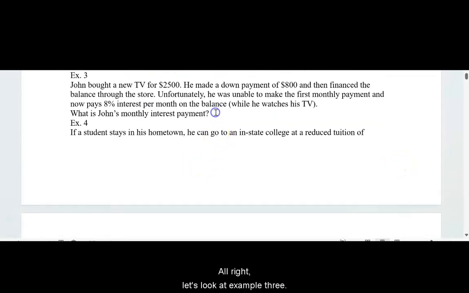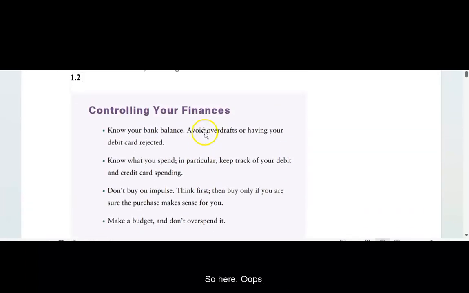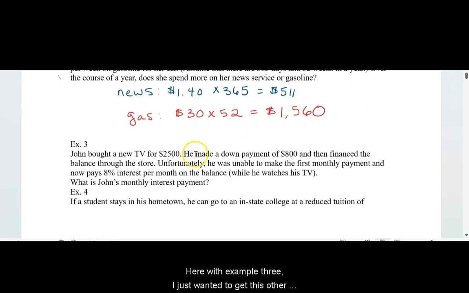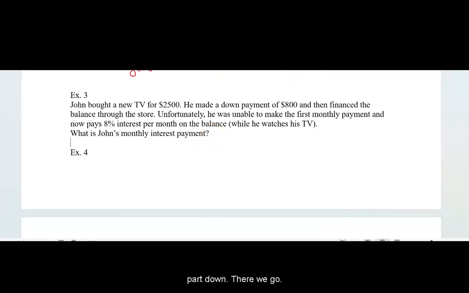All right, let's look at example three. So here with example three, I just wanted to get this other part down. There we go. John bought a new TV for $2,500. He made a down payment of $800 and then financed the balance through the store. Unfortunately, he was unable to make the first monthly payment and now pays 8% interest per month on the balance, while he still watches his TV. What is John's monthly interest payment?